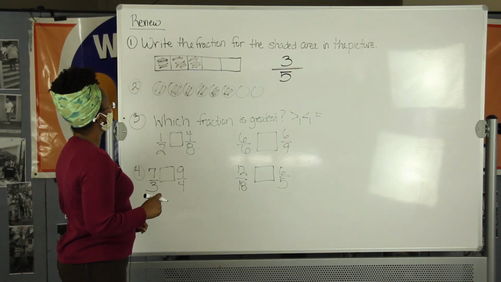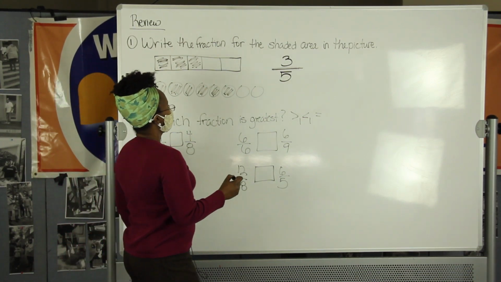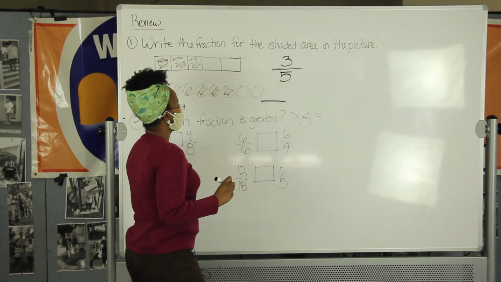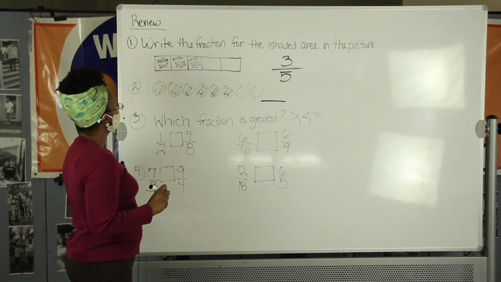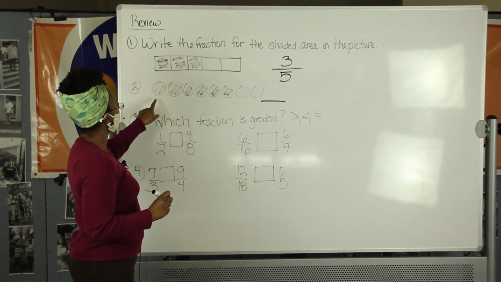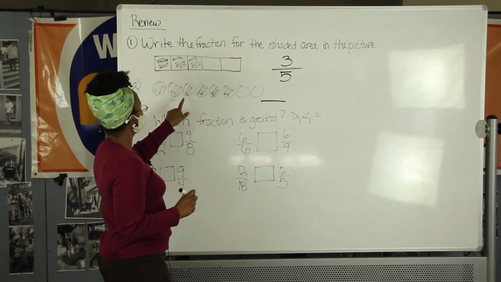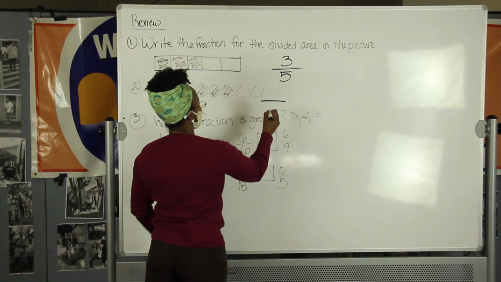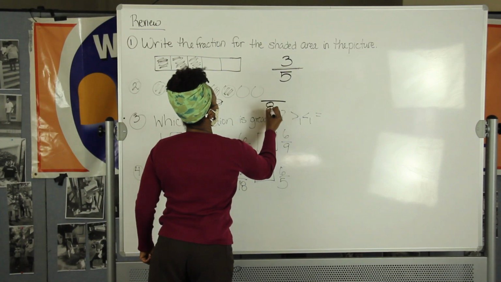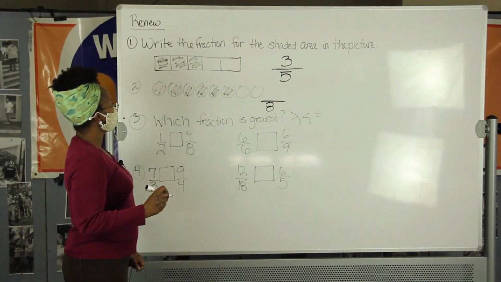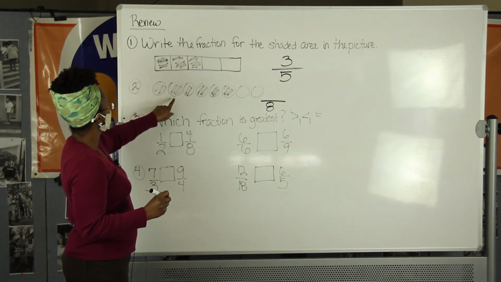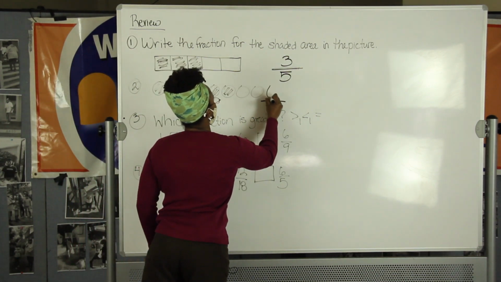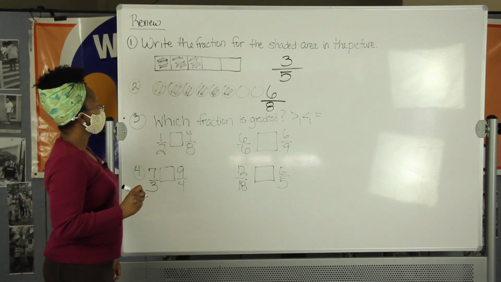Now on to number 2. We need to first figure out what our denominator is going to be. So the total number of objects are 1, 2, 3, 4, 5, 6, 7, 8. Now the shaded objects, 1, 2, 3, 4, 5, and 6. So the answer would be 6/8.